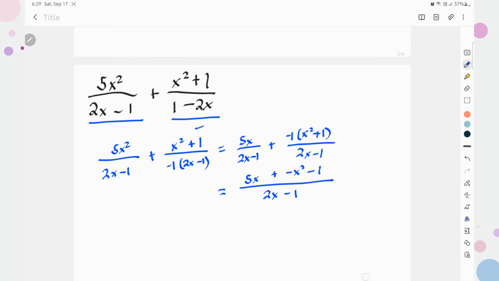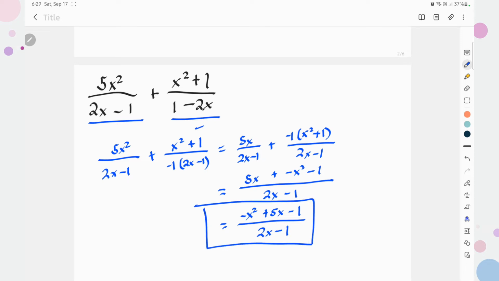Make sense? So working with that, I have negative x squared plus 5x minus 1 over 2x minus 1. I believe this is now the final answer. Right?